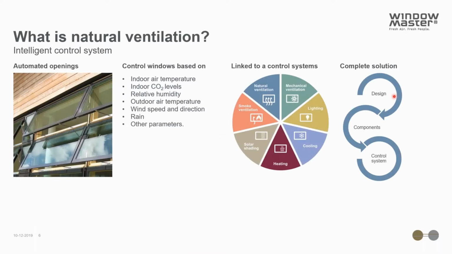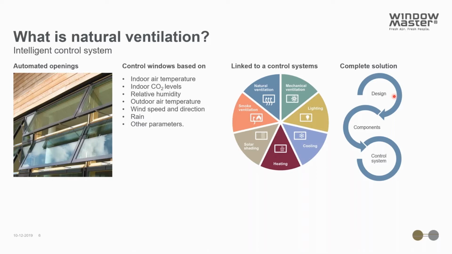When we look at natural ventilation, or maybe more correctly, a natural ventilation system, we really talk about an intelligent control system with automated operable openings that are controlled based on both indoor and outdoor conditions. So these operable openings should regulate indoor temperature, CO2 levels, humidity, and they should operate based on outdoor conditions. So of course the outdoor temperature, but also take the wind speed and wind direction into account.